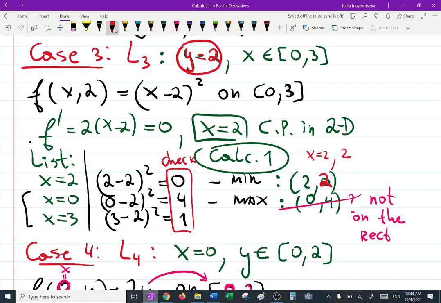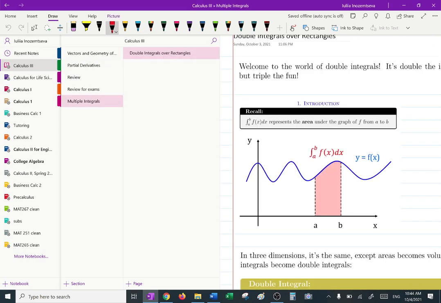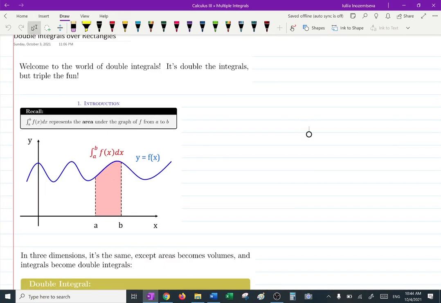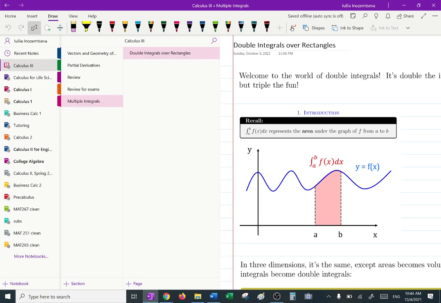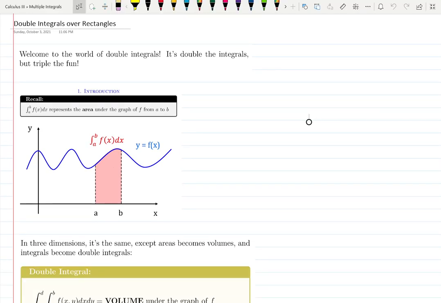Now, finally, let's go to the double integrals. Finally. We're starting a new chapter, which is called multiple integrals. Super good. Double integrals are fun, and the beginning is very good.